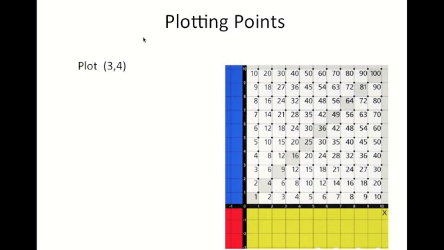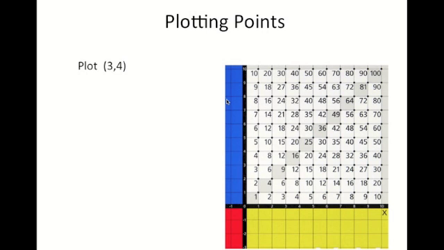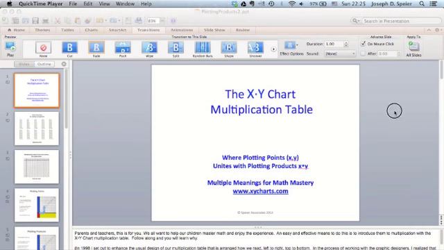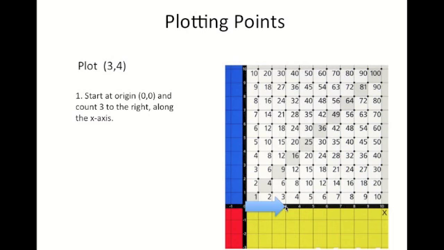There you have the ordered pair 3, 4. This represents a point in this grid. To find that point, go to the origin. That's this corner here, the lower left-hand corner, labeled with a 0. And count over 3, the first number. 1, 2, 3. Okay?